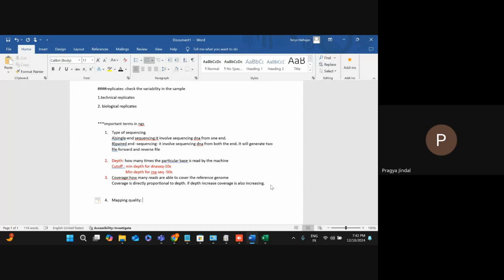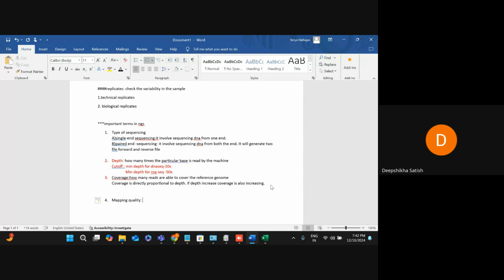Ma'am, in coverage, how many reads are able to cover it? Reads are the replicates of the reference, and in depth we saw there are a lot of reads that have the same base pair as our reference. So coverage means how many reads cover it. But in depth we have a particular base that different reads have. So how could we say that coverage is directly proportional to depth?